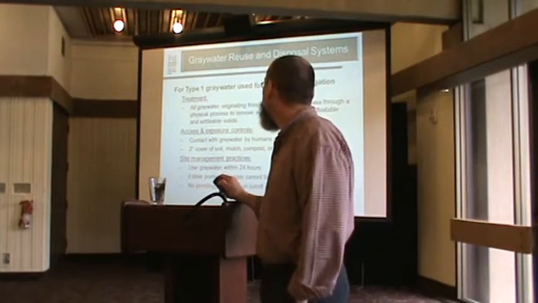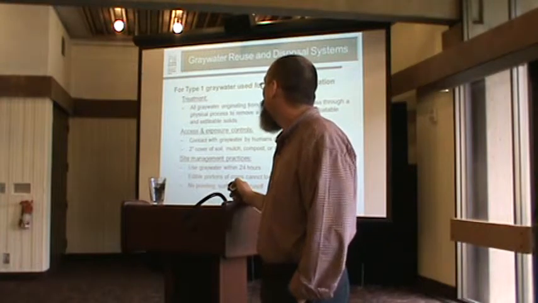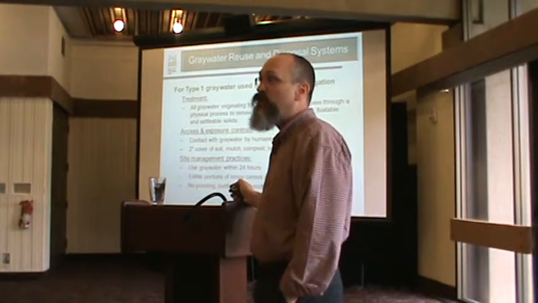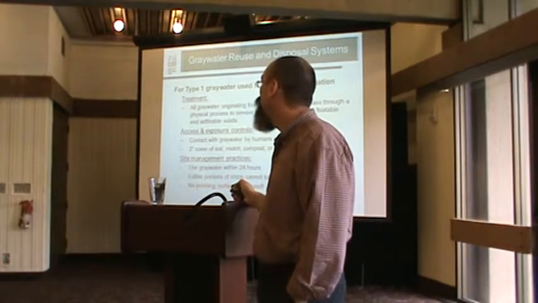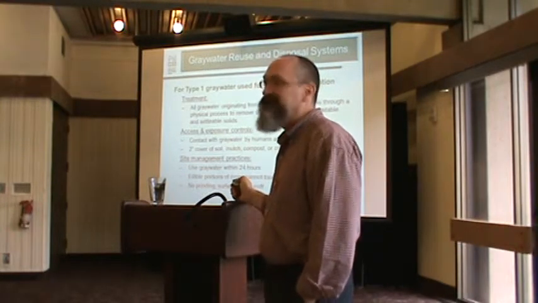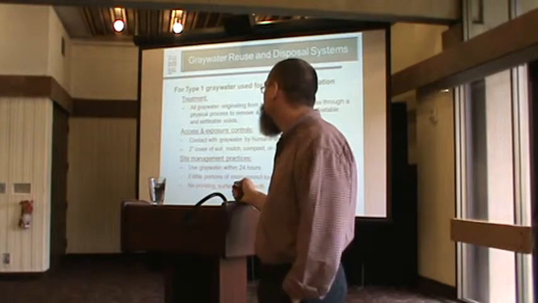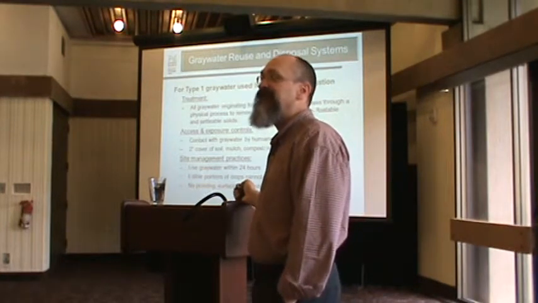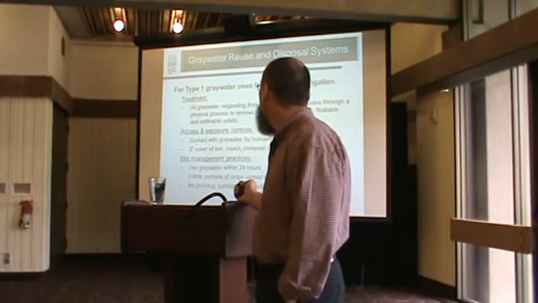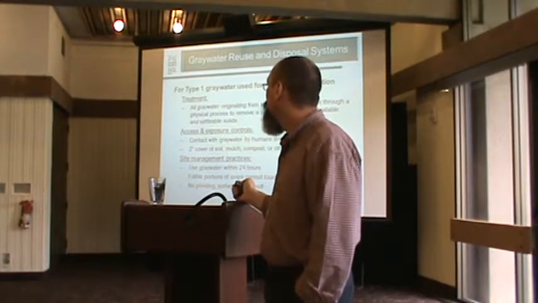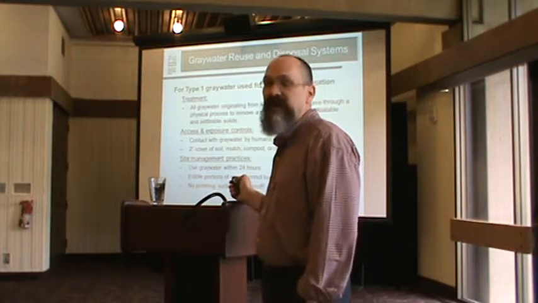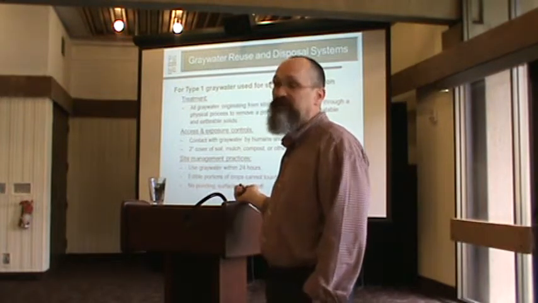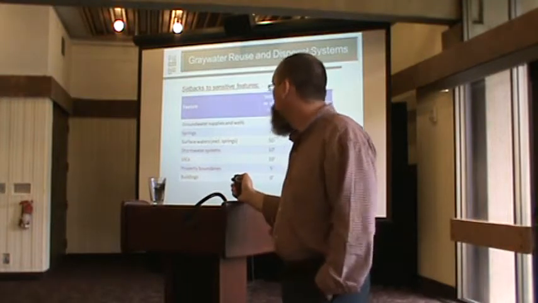When you're designing one of these systems, just remember that contact with gray water by humans and pets is supposed to be avoided, particularly for that type 1 gray water that has no treatment. And you have to consider how you're going to manage this 2 inches of cover. Again, there are no requirements on how you do that, it's just that you do it. Site management things as you are designing these systems. You can't store more than 24 hours. Edible portions of the crops cannot touch ponding, surfacing, and runoff. So we've gone through all of this.